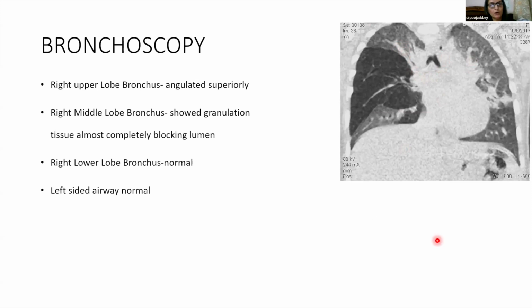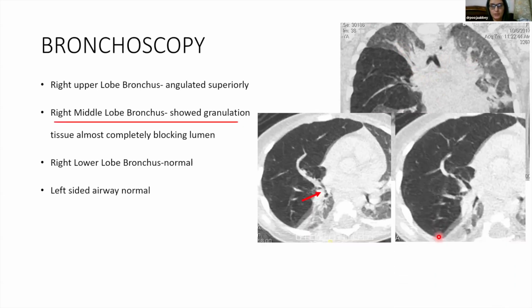Then the right middle lobe bronchus actually showed granulation tissue almost completely blocking the lumen. So if we go back to the lung window sections, we can see actually here that these are the medial and the lateral segment bronchi of the middle lobe bronchus, the segmental bronchi. And in this region here, you can make out that there are these small partial filling defects which are seen within the bronchi here. So there is actually an intraluminal pathology here, which we had kind of overlooked. Okay, the right lower lobe bronchus was found to be normal and the left-sided airway was normal.